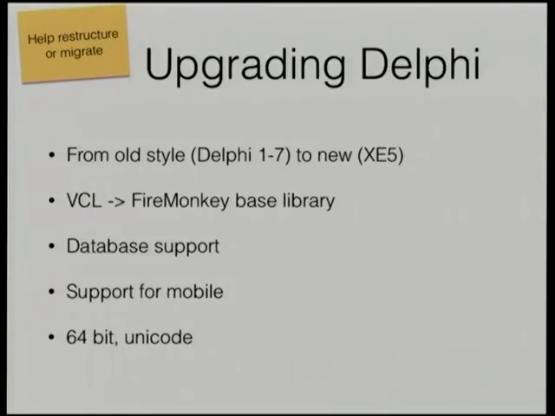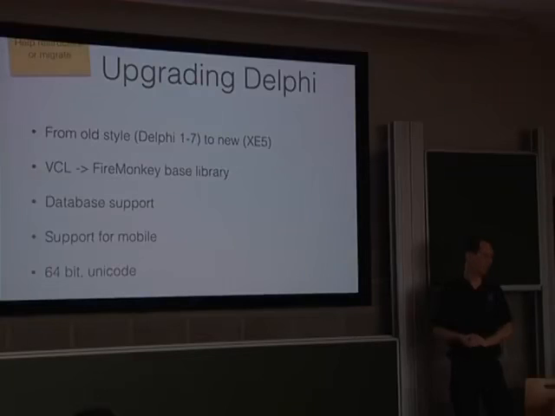In the case of Delphi, we have older style Delphi, which has to move to modern style Delphi, where there was an old library, VCL, and it's moving to FireMonkey. The database support changed a few times in the different versions, and that needs different code. The latest versions of Delphi support mobile, and of course we have the things we have everywhere, that we move from ANSI to 64 bits and Unicode.